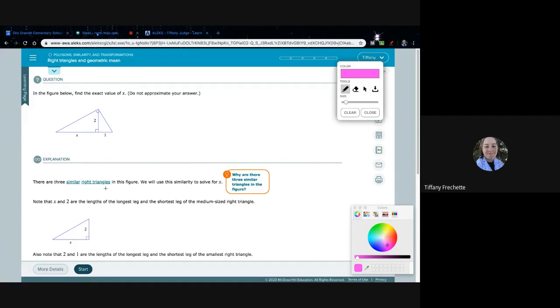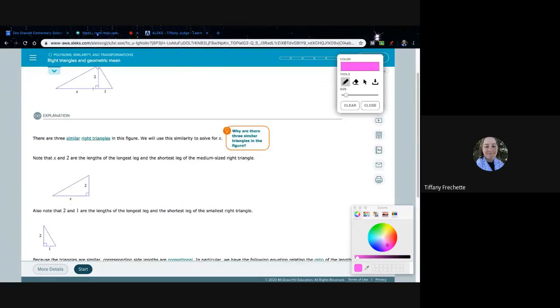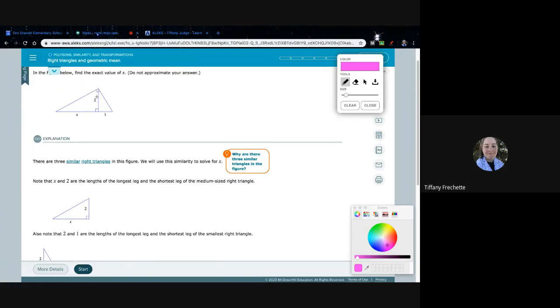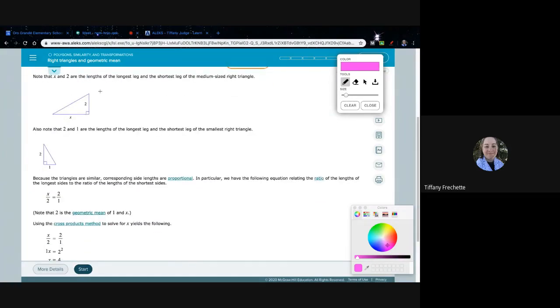So there are 3 similar right triangles in the figure. We will use similarity to solve for x. They're showing you the 2 triangles that it's creating. Here's the triangle on the left, and here's the triangle on the right. So there's a medium triangle and a small triangle, and then there's the large, entire triangle that it creates. And we've dealt with this too, where we can pull the 3 triangles apart. There's another video I created based on the similarity when you have an altitude.